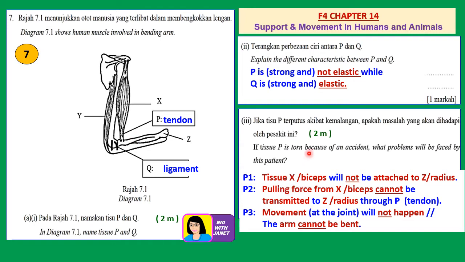This is 2 marks, so any 2 points. All right, but it's better to write in all the points to make it a complete answer. And also, in case one point is wrong, you still have another point to back it up. Okay.